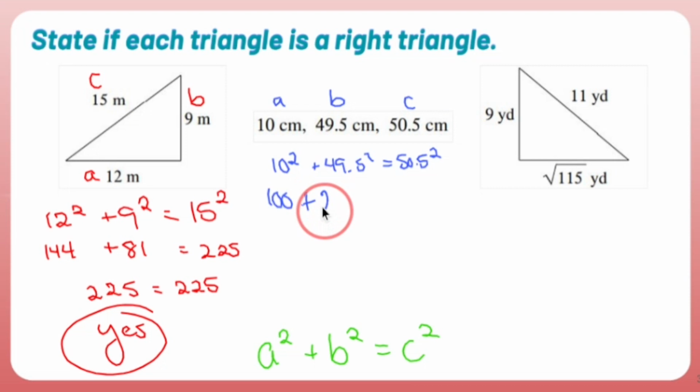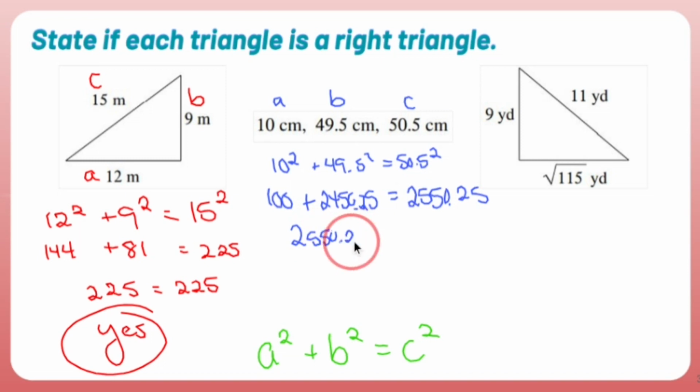49.5 squared is, let me do the math in my head, 2,450.25. And 50.5 squared is 2,550.25. I meant to put a 2 here. I don't know if I said it and just typed it or wrote it out wrong, but there you go. So 100 plus 2,450 and change is 2,550 and change. That equals 2,550.25. So since both of them equal each other, even though I have a little writing error here, I fixed it, and yes, it does work out. Not as pleasant, but I did the math in my head.